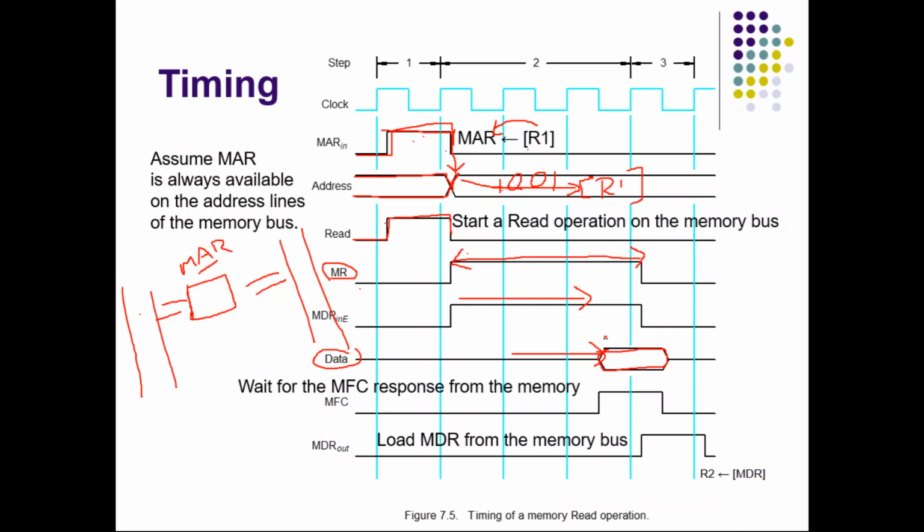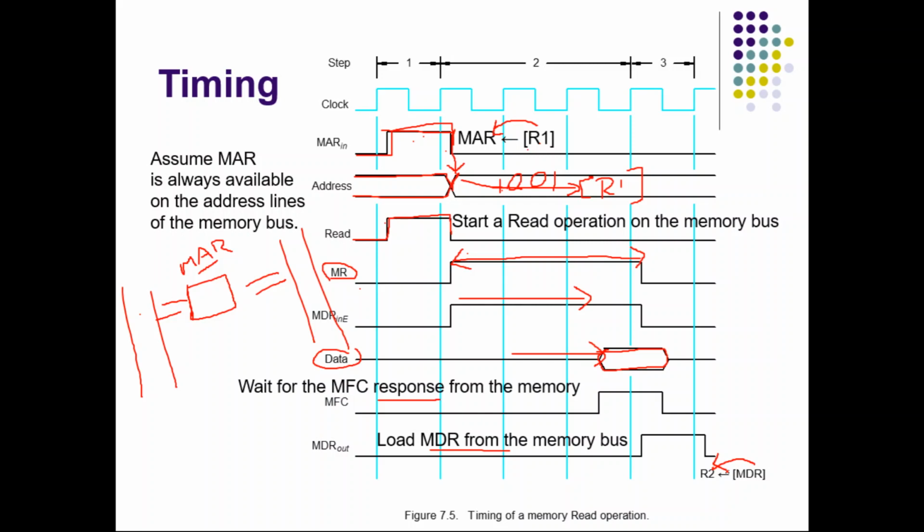Now the data is available, MDR in is activated, and by this time the MFC signal will also be given, because the data is already read. MFC means memory function complete. So now the data will be moved to MDR, and the data will be available in MDR. And then finally you are using MDR out. When you say MDR out, the data will be moved from MDR to R2.